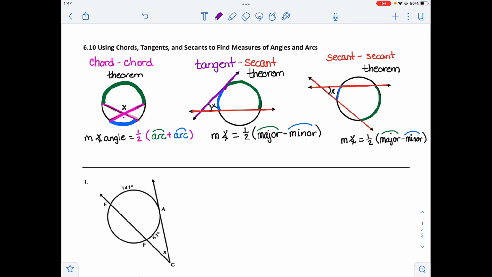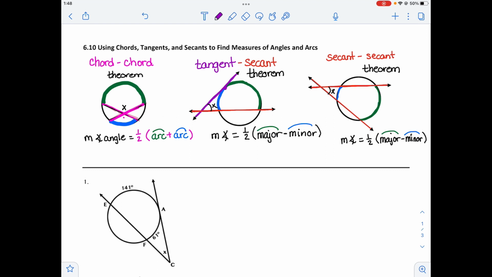So on this one, we have a secant and we have a tangent, and then we have the angle that was made outside of the circle, and that is angle x. To find that angle, we take the major arc and subtract the minor arc. So before in the chords we added, but here we're subtracting: major take away minor, so big minus small, and then half of that is going to give us that angle.